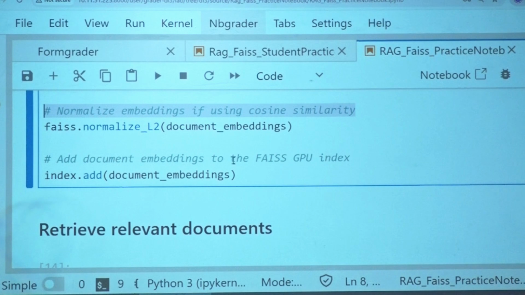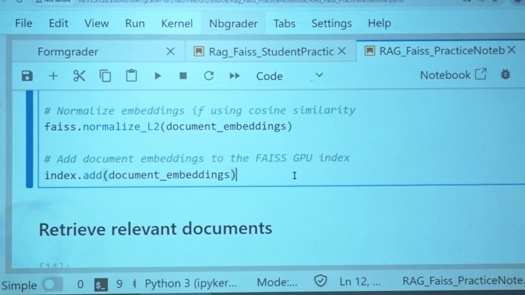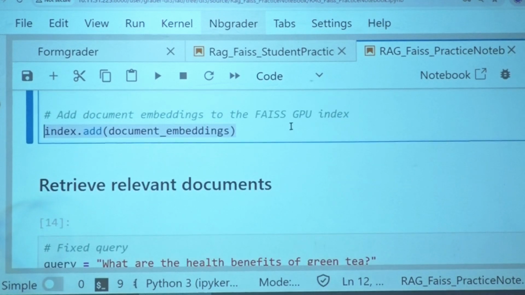Normally, it is better to do L2 with normalized data rather than with non-normalized data. The performance is expected to be better. So normally it's a good optimizing step that before you do index setting, you normalize the embeddings and then use them in the index. So the embedding vectors are normalized. Then the index is built on that line, index.add document embeddings. So we have the index ready. So the RAG index is ready.